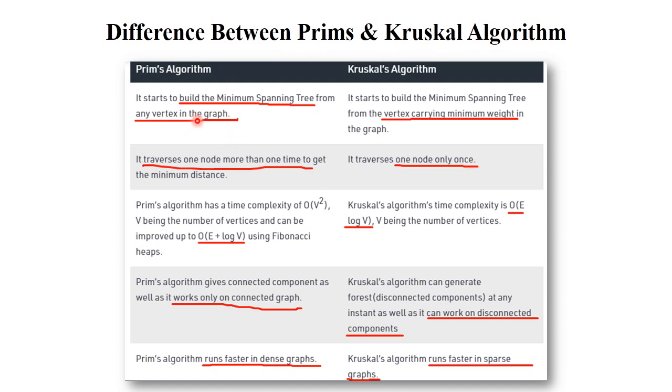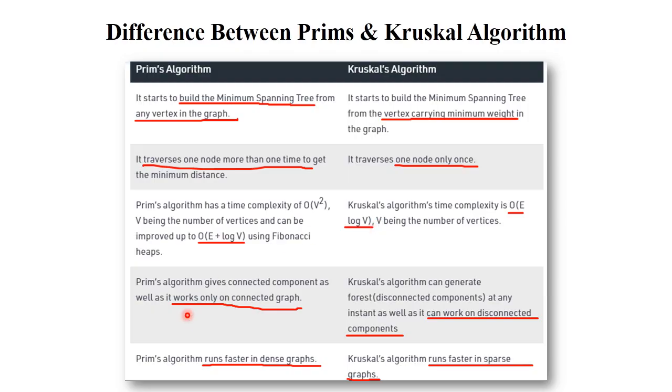In Prim's algorithm, it builds the minimum spanning tree from any vertex in the graph, right? We choose any one vertex from the graph and find the minimum edge weight from that particular vertex. But in Kruskal algorithm, we need to find the minimum weight edge overall. Prim's algorithm may traverse one node more than one time, but Kruskal algorithm traverses one node only once. The time complexity of Prim's algorithm is big O E plus log V and Kruskal algorithm is big O E log V. E means the number of edges and V means the number of vertices.